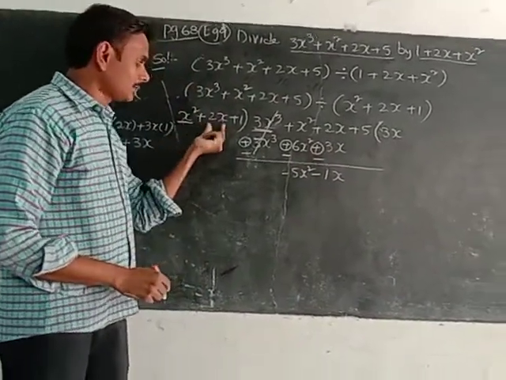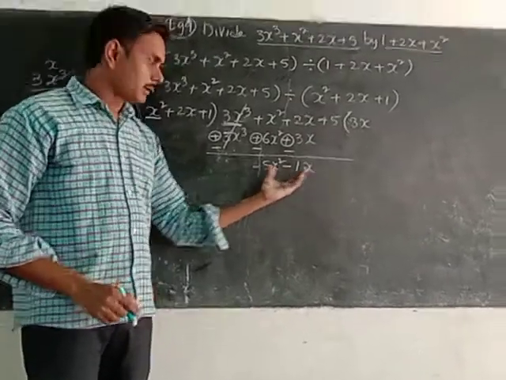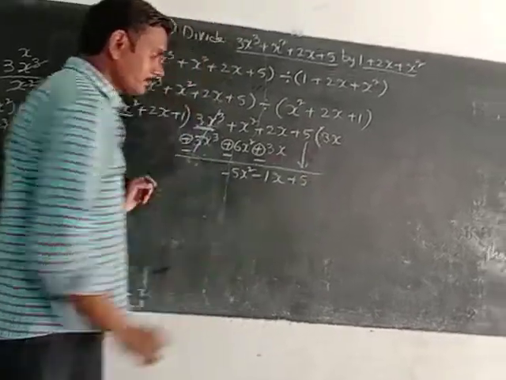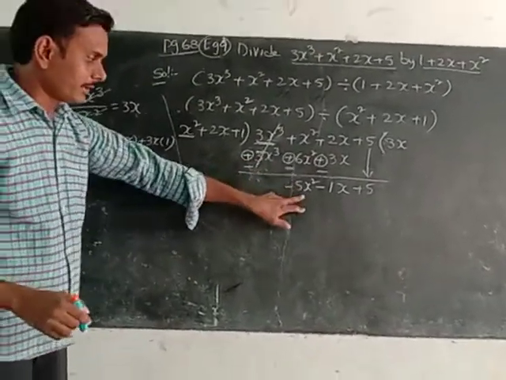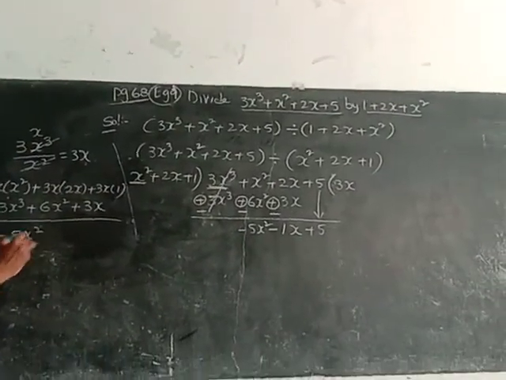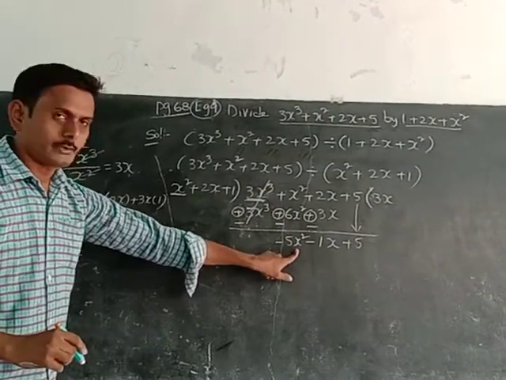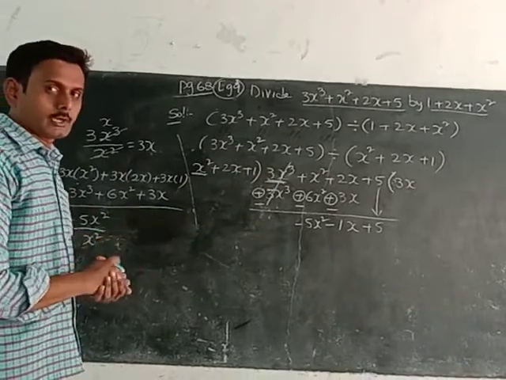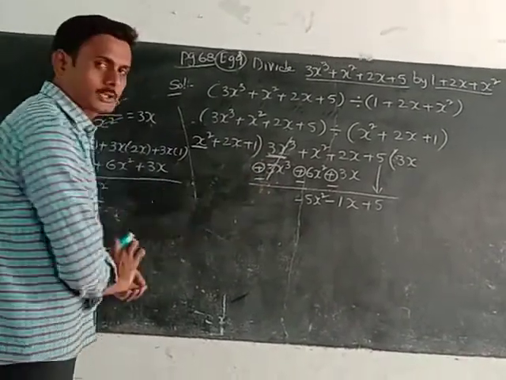Here how many terms are there? The same number of terms we have to maintain at the dividend place. Take down 5, and we again repeat the process. What is the process? Divide the first term with the first term, that means minus 5x square by x square is minus 5. Don't leave out the minus, because leaving it out will give a wrong answer. Minus means minus, plus means plus.